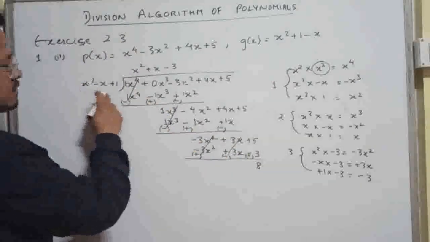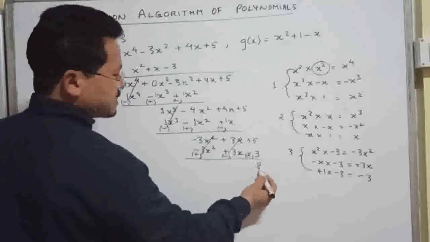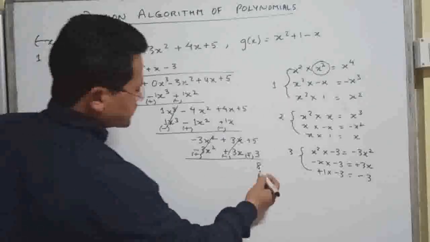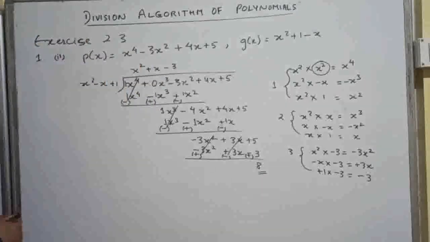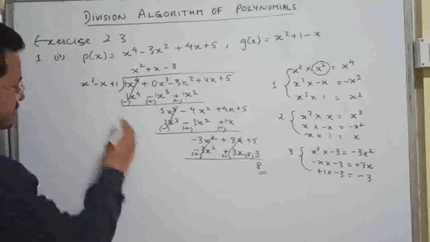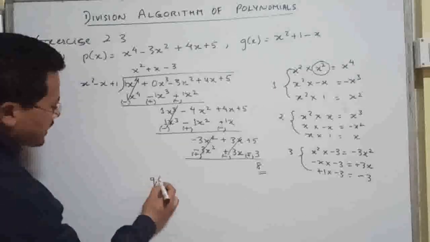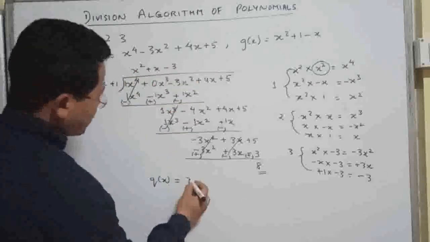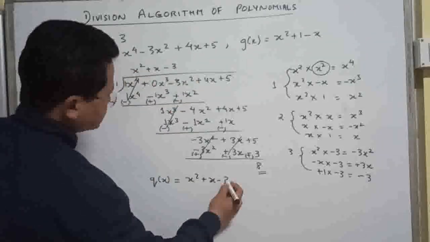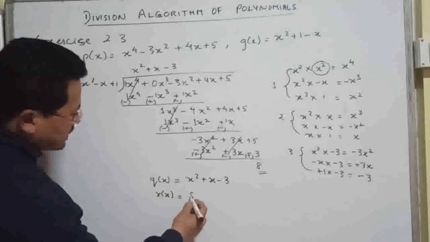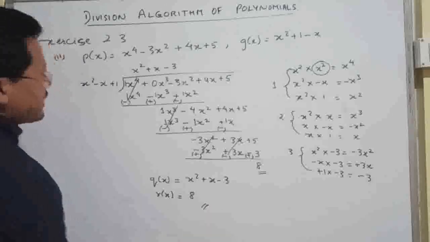Now we cannot divide this further because it has degree 0, while the divisor has degree 2. So this is our final step. Now we are supposed to write the quotient and the remainder. So as given in the question, we'll be writing q(x), which is the quotient, is equal to x square plus x minus 3, and the remainder, that is r(x), is 8. So this is our answer.